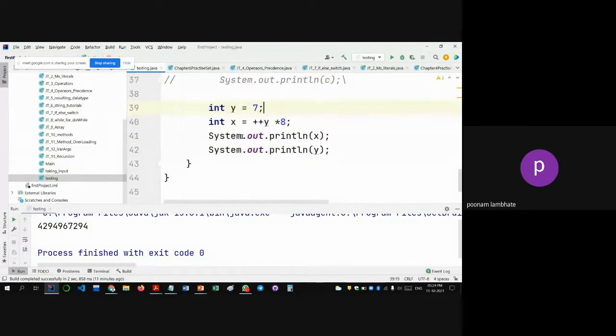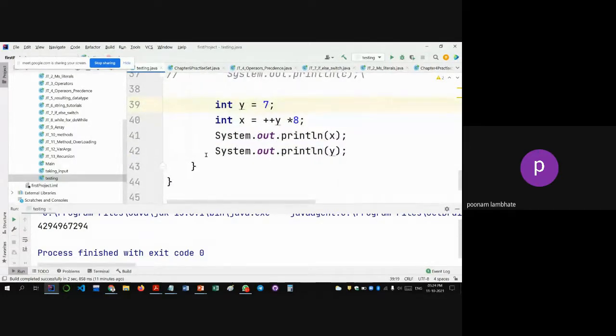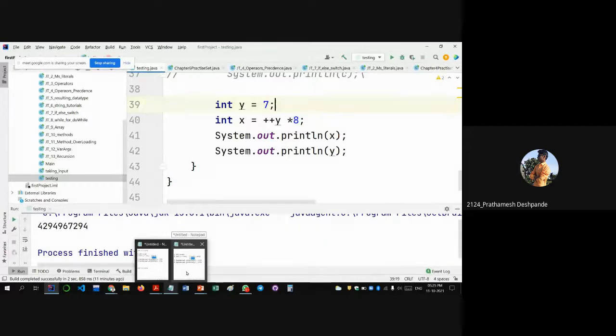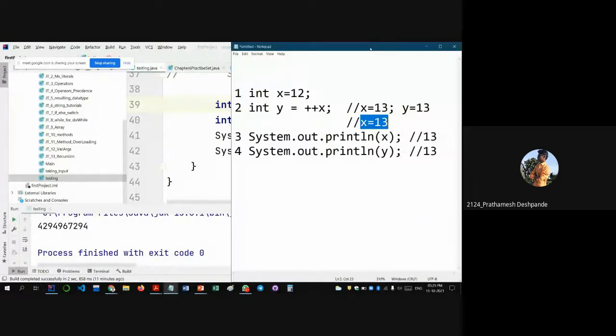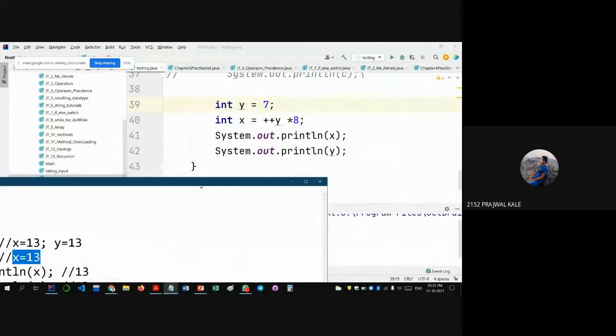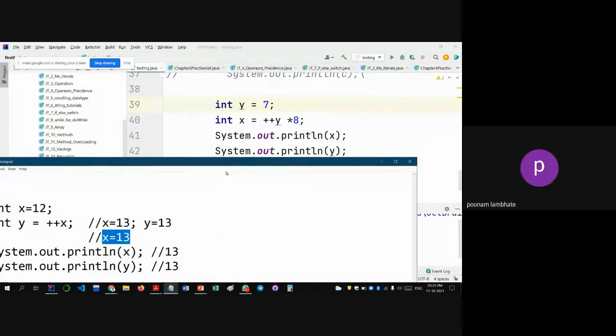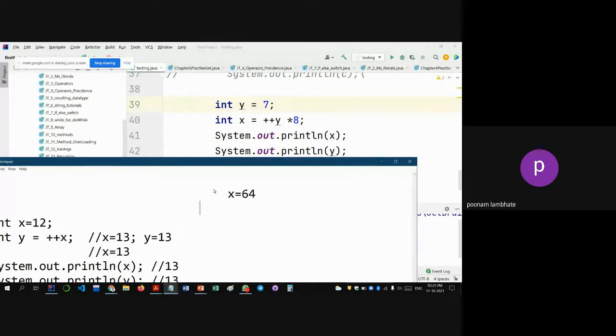So does anyone want to give the answer if you have solved it on your own? What do you think? You can also guess the answer if you want. Yes, 64. So you are saying that x is equal to 64, and what should be y? 8. Okay, let us see.